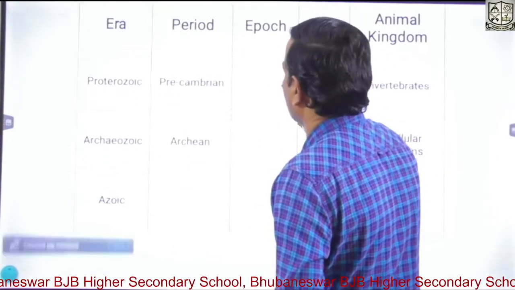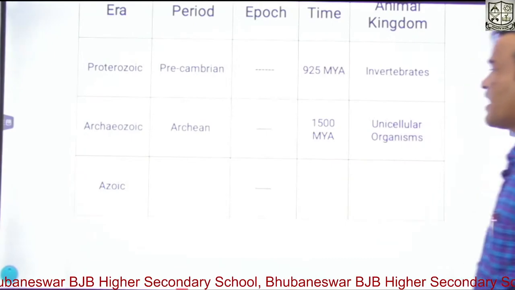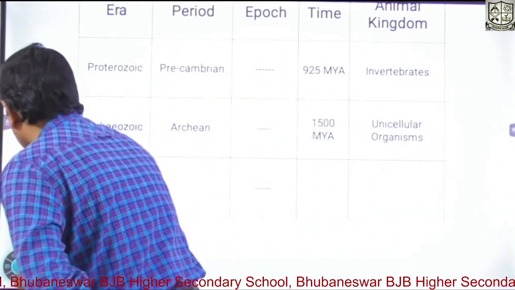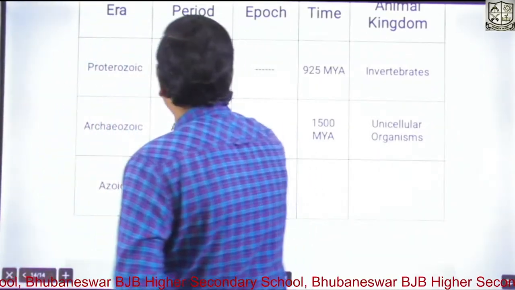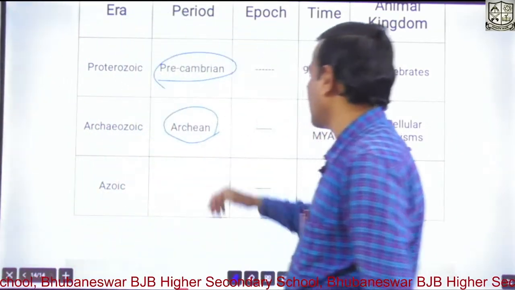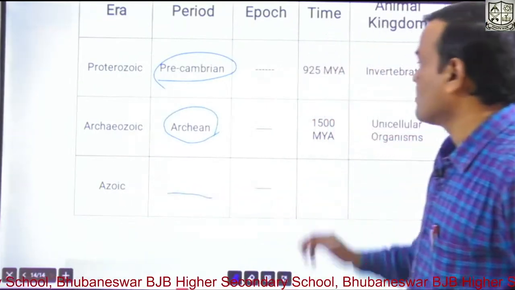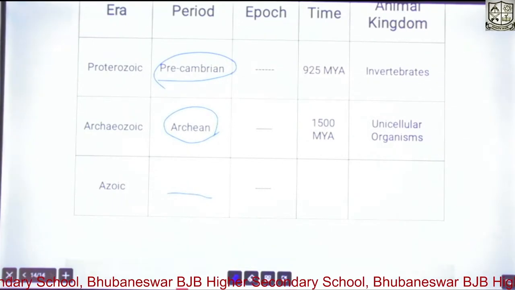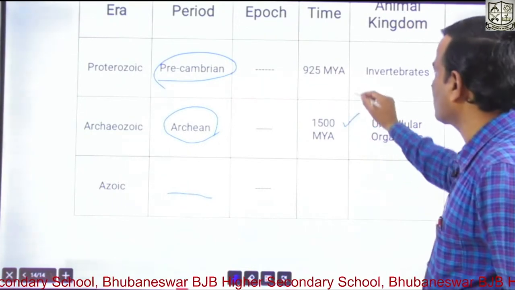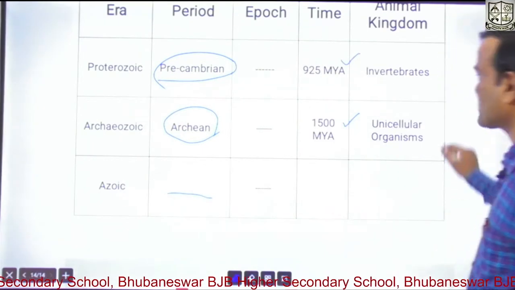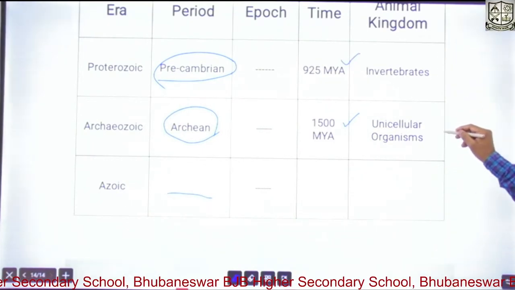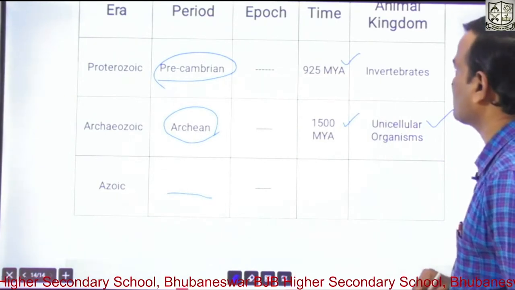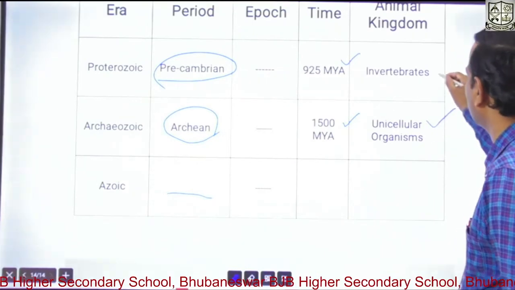Then come to the Proterozoic era, Archaeozoic and Azoic. The Proterozoic is the period of the Pre-Cambrian, and Archaeozoic is the Archaean. Azoic has no period. So Azoic, Archaeozoic, Proterozoic, Archaean, Pre-Cambrian. That is 1500 million years ago, 925 million years ago. During the Archaean period or Archaeozoic era, unicellular animals were developed. During the Proterozoic era or Pre-Cambrian period, invertebrates were discovered.